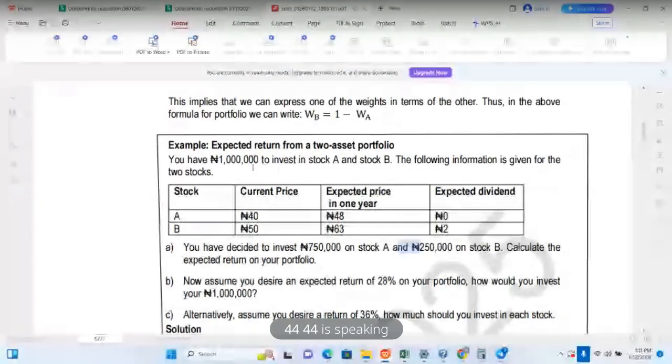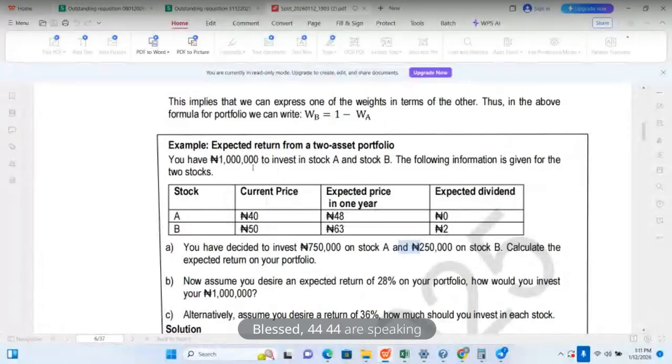1,000. 1 million. That is 1 million. So sir, that is the cost you want to invest. Calculate the expected return on your portfolio. So they ask us to calculate the expected return on our portfolio. What is the formula for expected return of portfolio?